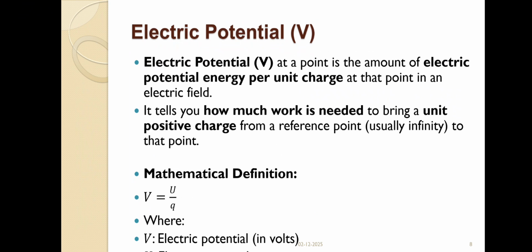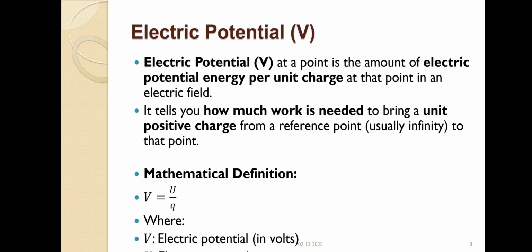Next we define the term electric potential. Electric potential at a point is the amount of electric potential energy per unit charge at that point in an electric field. So potential energy per unit charge is called electric potential. It tells how much work is needed to bring a unit positive charge from a reference point to that point. So electric potential is work done per charge.